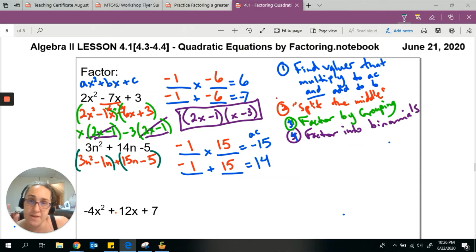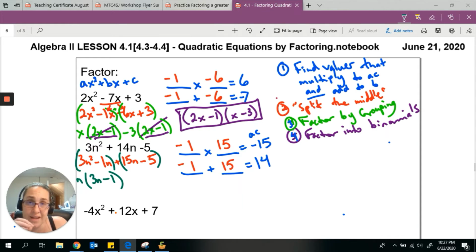And so if I look at that first group, I would say, what can I divide 3n squared and negative 1n by? And there's no number that I can divide those coefficients by, but I can take an n out of each term. So I'm going to factor an n out of each of those terms. And I end up with 3n minus 1.